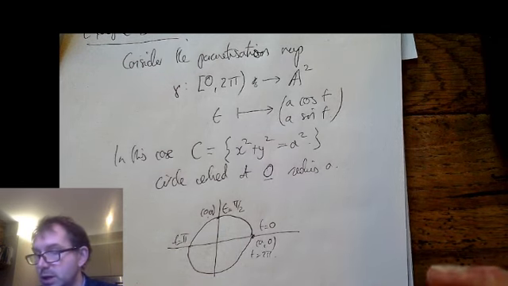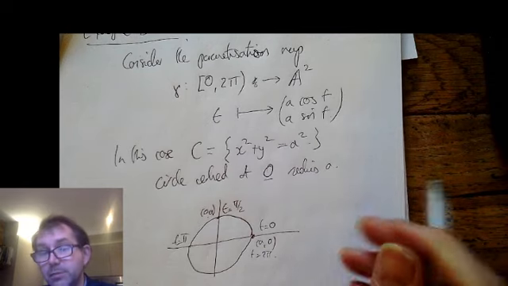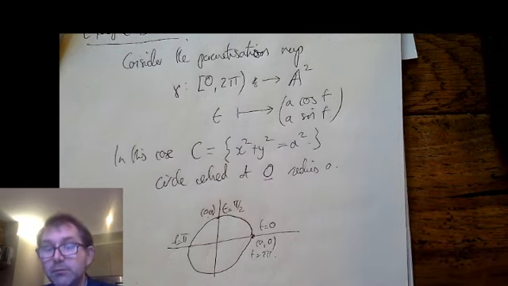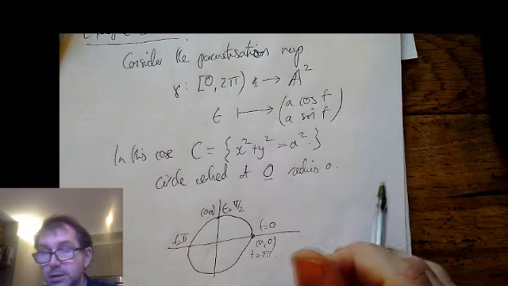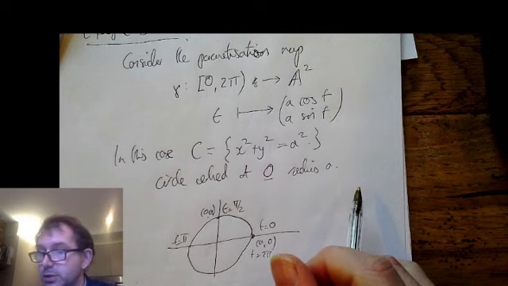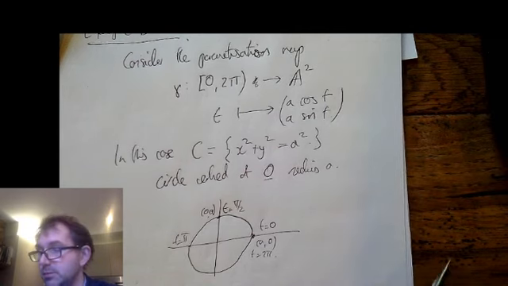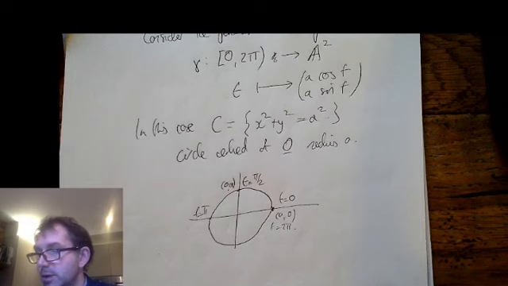So that's an example of a parameterization map. In the next video we'll look at reparameterizing curves, and then we'll be in a position to ask whether that affects the calculations that we're doing.